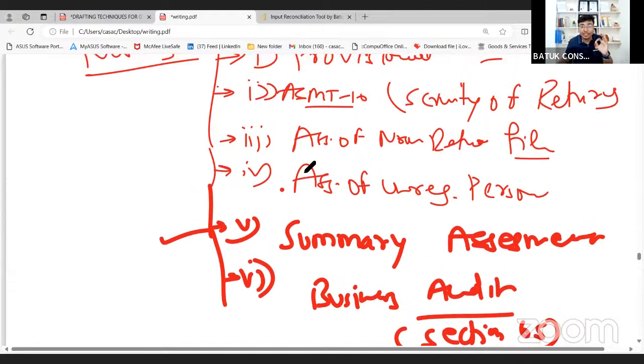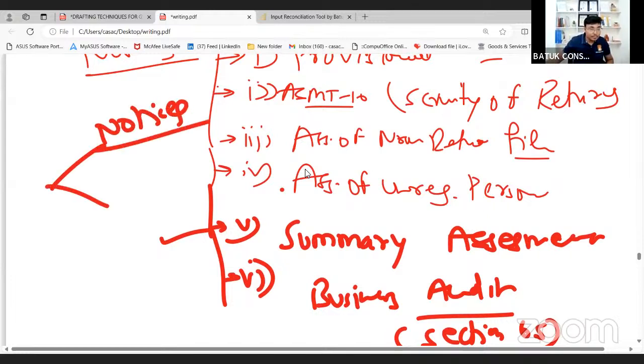So these are the scenarios in which the department has to issue notices and the orders. So first we understood in which scenarios the department has to issue notices and generate orders. First scenario, provisional assessment; second, scrutiny of returns; third, assessment of non-return filers; fourth, assessment of unregistered person; fifth, summary assessment; and sixth, business audit, departmental audit under section 65 of the CGST Act.